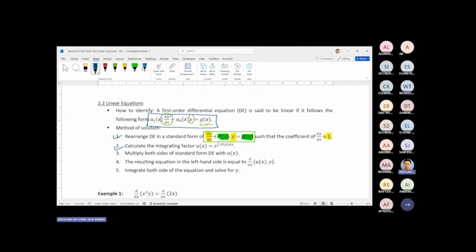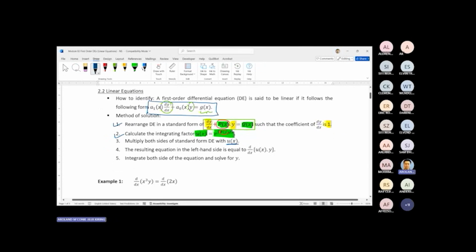The second step is you need to calculate the integrating factor. This factor is given in this form. You need to remember this equation. You have e to the power of the integral of p(x) dx, so you get p(x) from the standard form here. After that, the third step, you multiply both sides of the standard form with this integrating factor. We will look at this later during our examples.